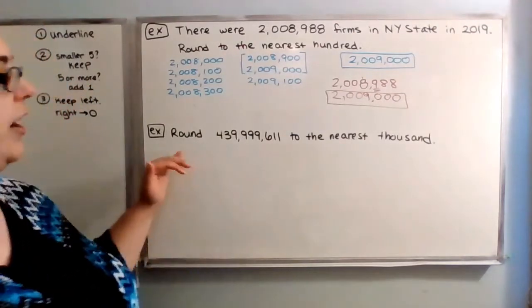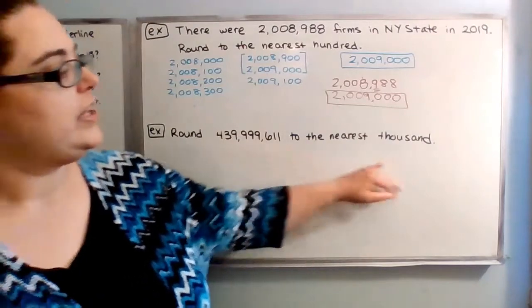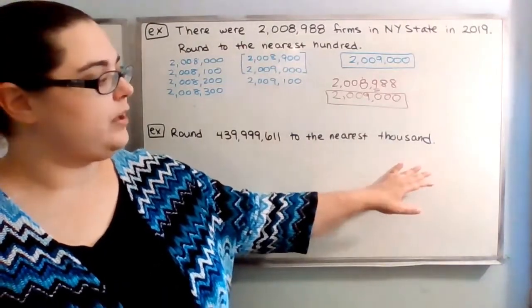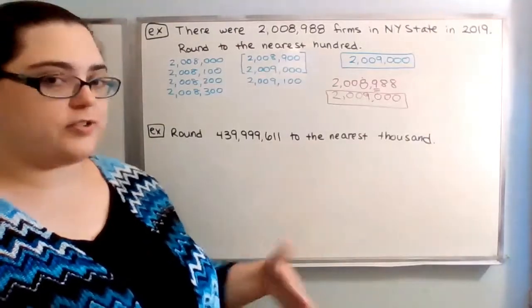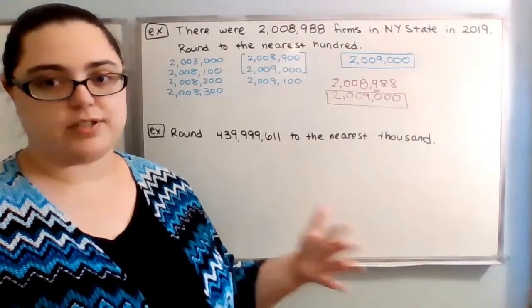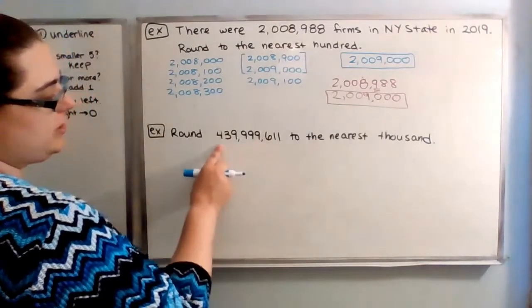So this one says round 439,999,611 to the nearest thousand. So once again, when I'm thinking of thousands, I want to be counting by thousands. So 1,000, 2,000, 3,000, and so on. We've just got a lot of stuff before the thousands place.